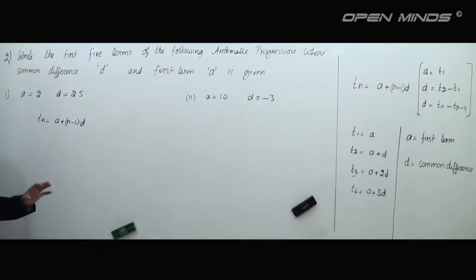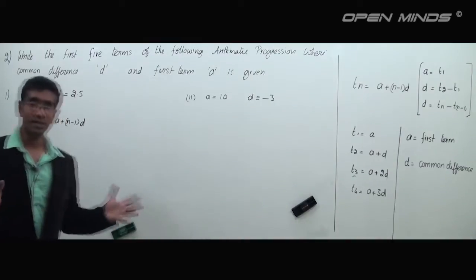Now the trick is very simple. What you should know here is these four things. You should know what is Tn, what is a, what is n, and what is d. If you know three of these, you can find the fourth one. Anything missing can be found.